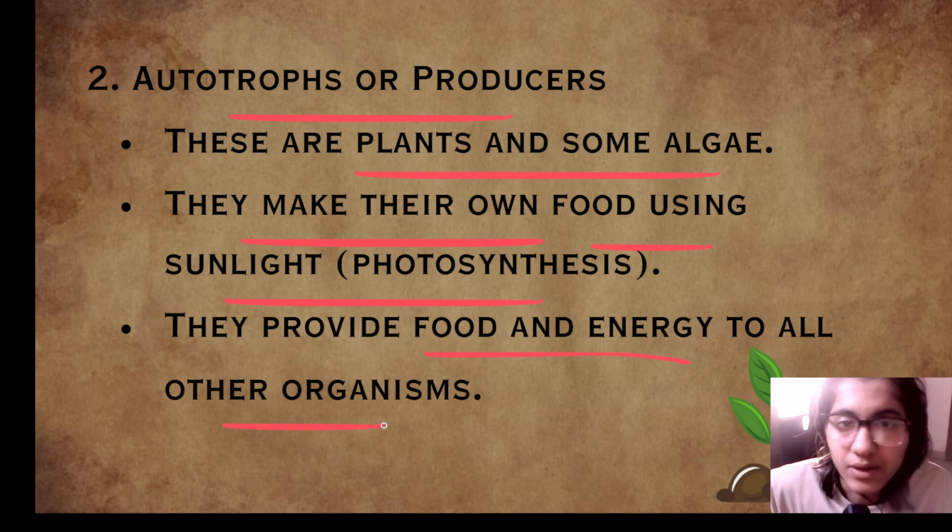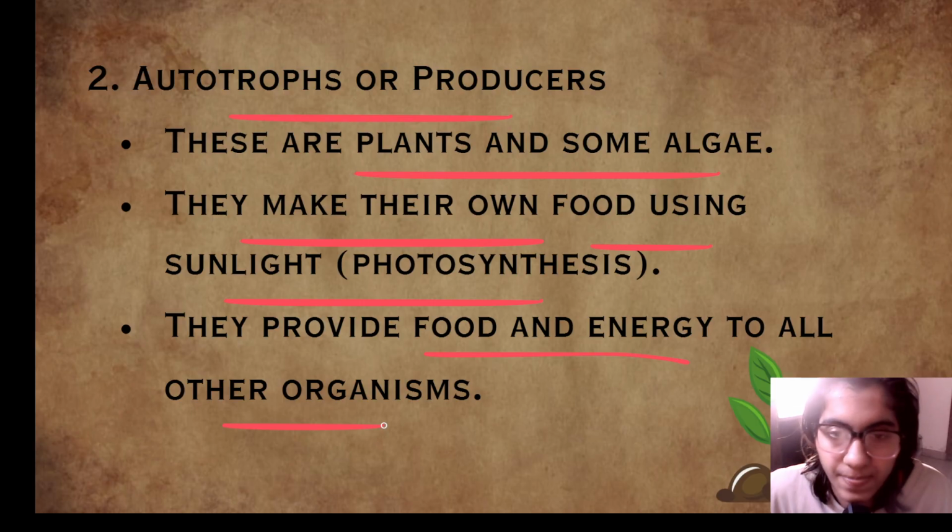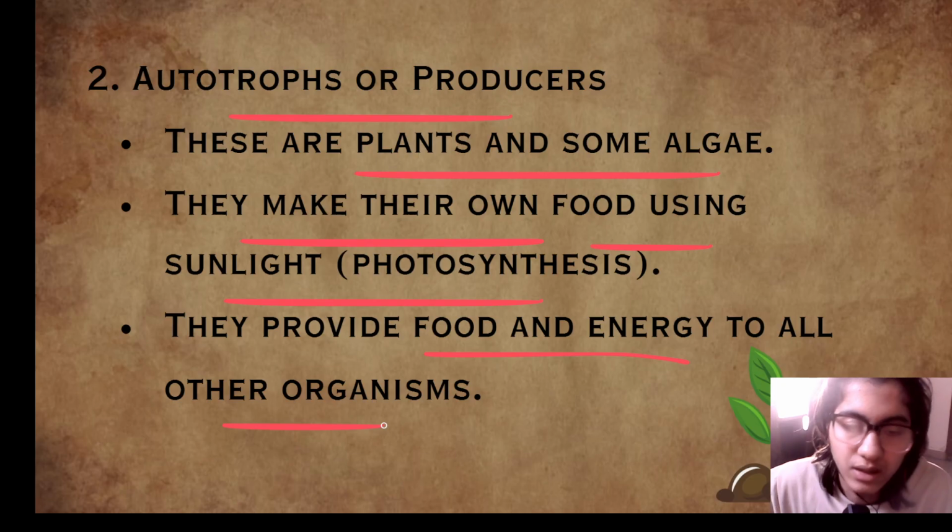That means plants provide food to all other organisms, and energy as well. Whatever energy plants get from the sunlight, they make food through the process of photosynthesis, and those plants are eaten by animals and us also. So through that we can say the autotrophs and the producers provide the food and energy.